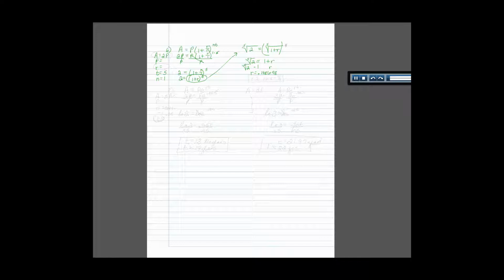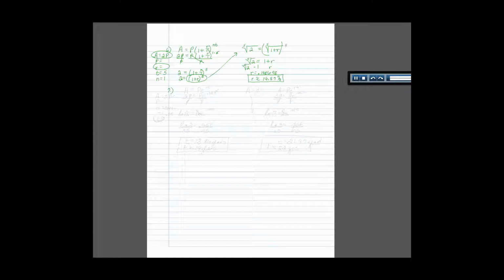0.148698, or R is approximately equal to 14.87%. That was a really different one because of the way you knew that what you wanted was twice what you invested, and the fact that you were missing the R. All right, let's look at example 7.